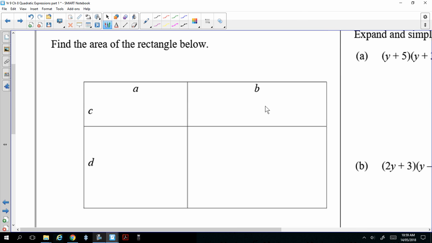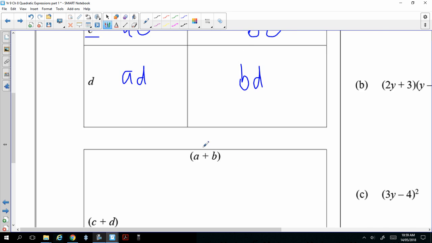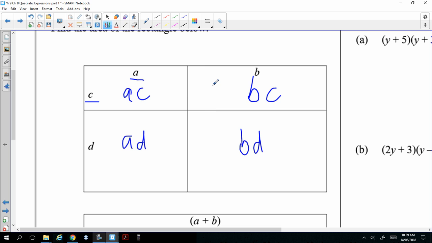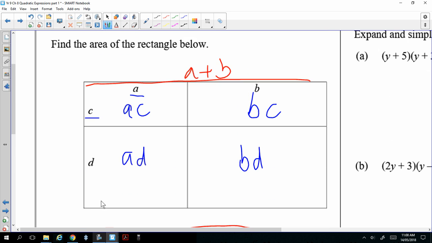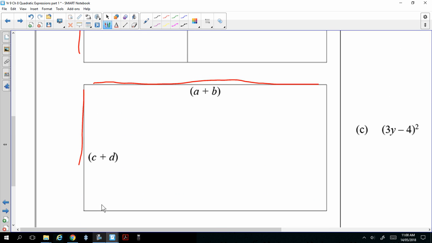To do that, we're going to do A times C, AC, B times C, BC, A times D, because this is also A, right? A and D. That's B times D. Okay? Now we've got these four rectangles. This is the same thing as this one. Can you see this one? It's A plus B, right? That's A plus B like this one. This is C plus D, like this one, right? C plus D, C plus D.